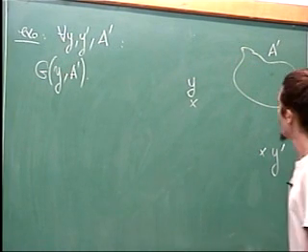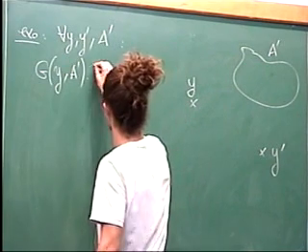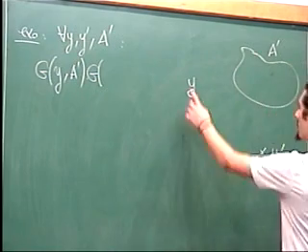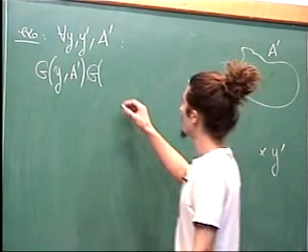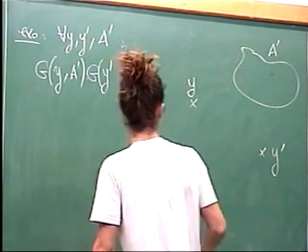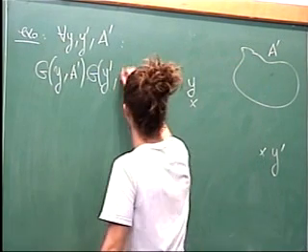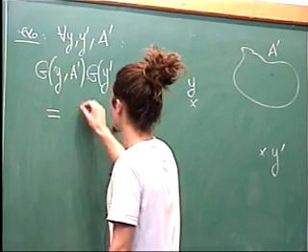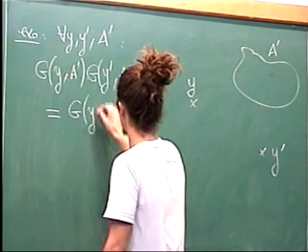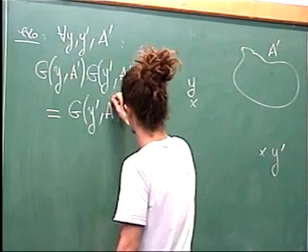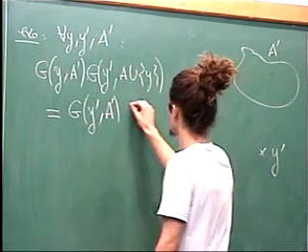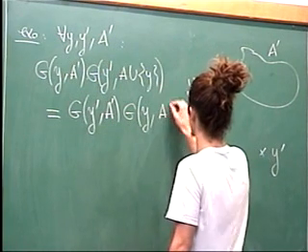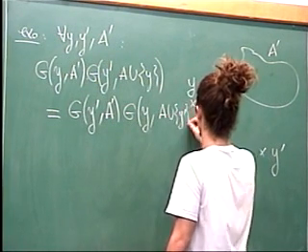So what I'm going to say is that if you count the number of loops you make over y before touching A, and then the number of loops you make over y prime without touching A and y, this is the same quantity as starting in y prime without touching A prime, and then going up to y, making loops without touching y prime, right?